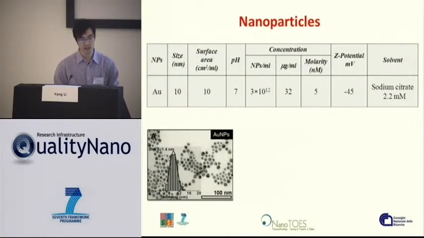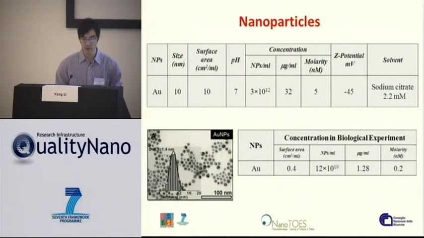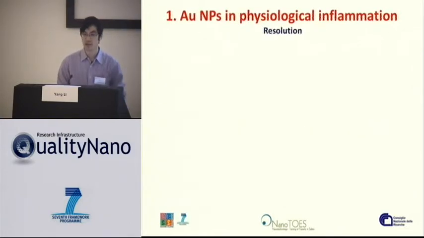The nanoparticles I use, and here I only show one nanoparticle, are gold nanoparticles. The size is 10 nanometers and the surface is coated by sodium citrate. The concentration I use is non-toxic, 0.4 cm squared per ml and 1.28 microgram per ml. And first, we saw the results.